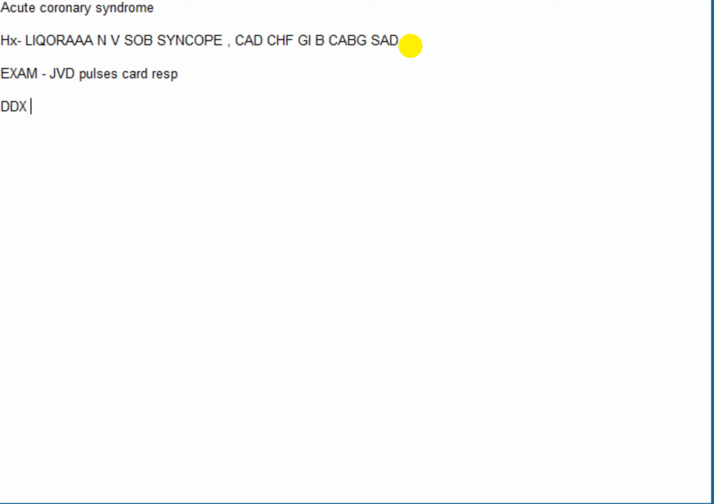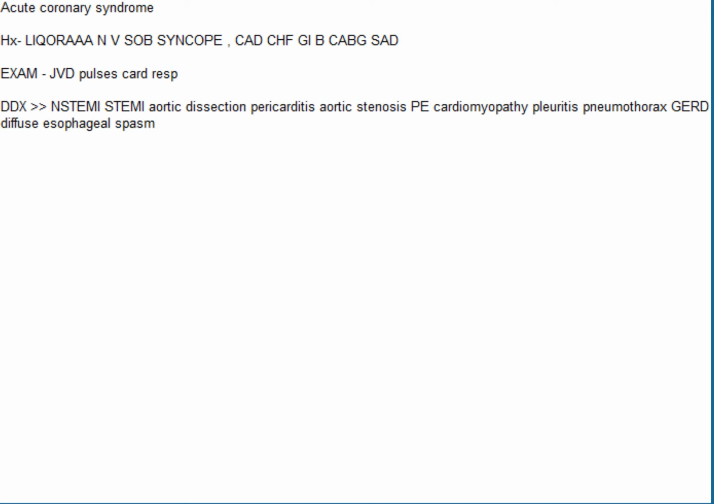Okay. Differential diagnosis for this patient to have possible acute coronary syndrome. The big things could be NSTEMI or STEMI based on ST. If there's ST elevation or not ST elevation. This is one thing. Other things that you want to make sure you're not confusing with acute coronary syndrome are aortic dissection, pericarditis, aortic stenosis, PE, cardiomyopathy, pleuritis, pneumothorax, GERD, diffuse esophageal spasm, anxiety. So these are the differentials that you want to include.